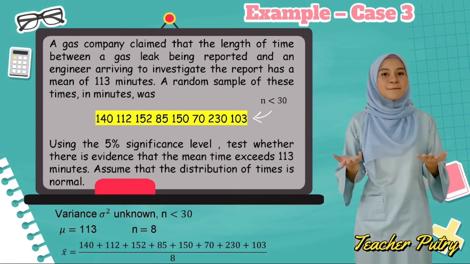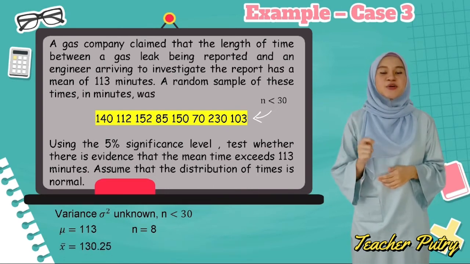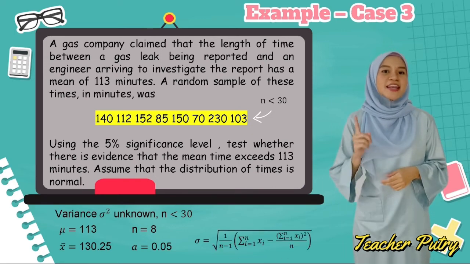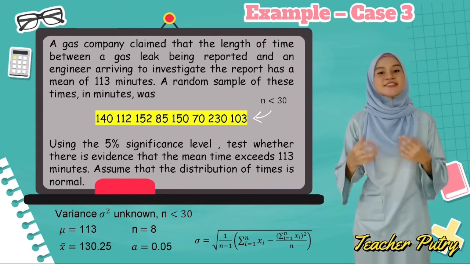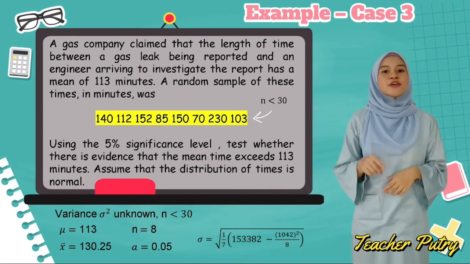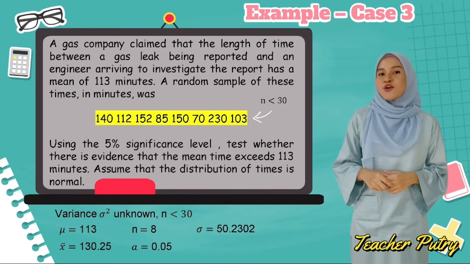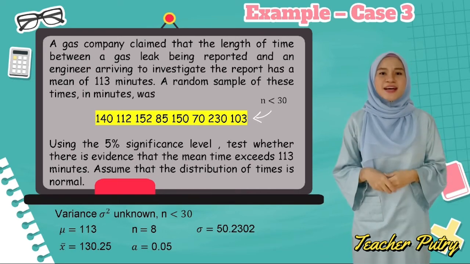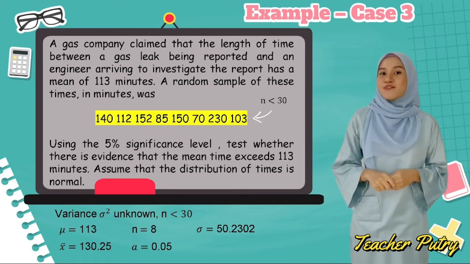Now, let's find the mean using the list of random samples given. So we got a mean of 130.25. The alpha given is 0.05. Next, we must find the standard deviation. This is the formula to find the standard deviation. Now, we substitute values into the formula given. You can use a calculator to calculate it. So, the standard deviation is 50.2302.